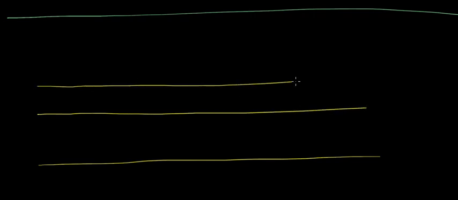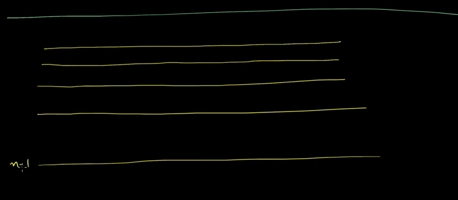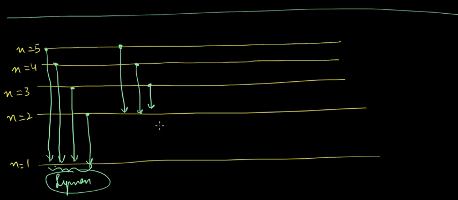Okay, so let me just draw the holistic scenario. This is n equals to 1, this is n equals to 2, this is n equals to 3, this is n equals to 4, and finally this is n equals to 5. 1, 2, 3, 4 and 5. So in Lyman series, electrons drop from n equals to 2, 3, 4 and 5 to 1. So this is Lyman series. For Balmer series, electrons drop from 3 to 2, 4 to 2 and 5 to 2. So this is Balmer series.